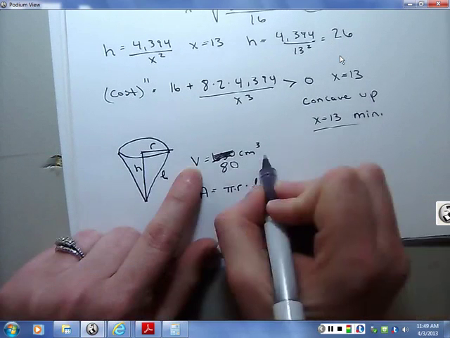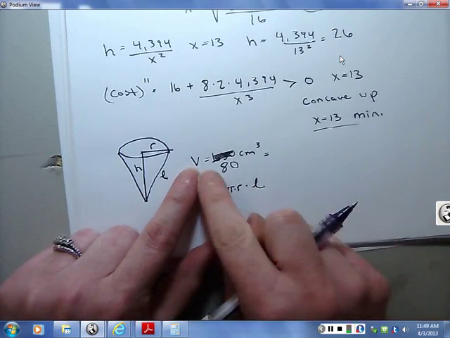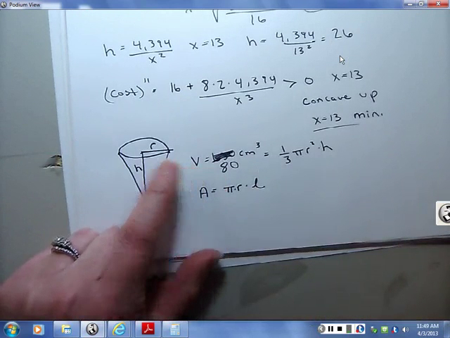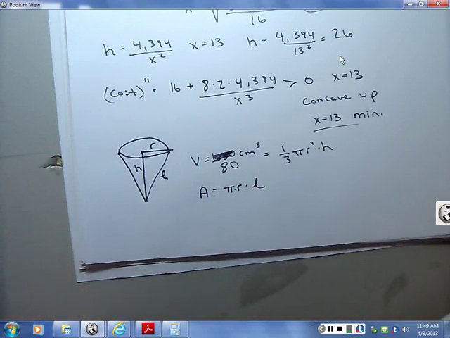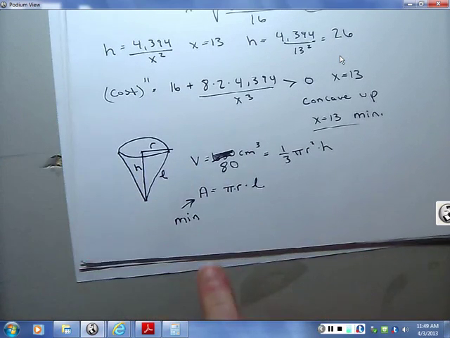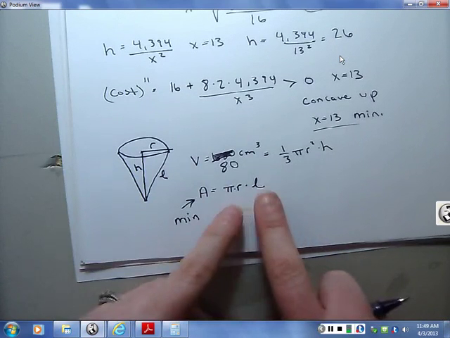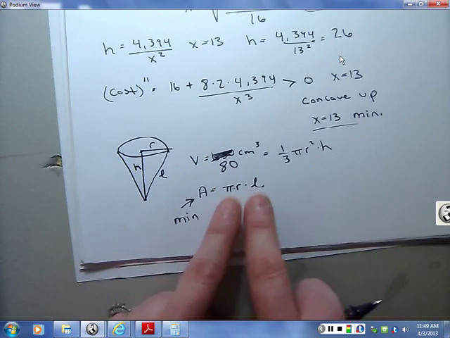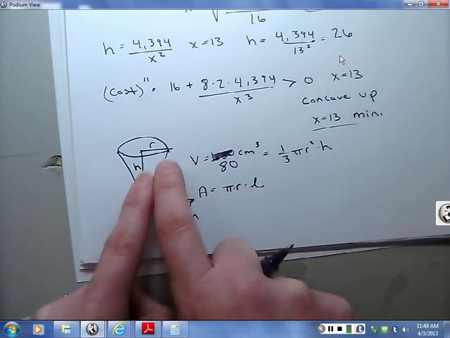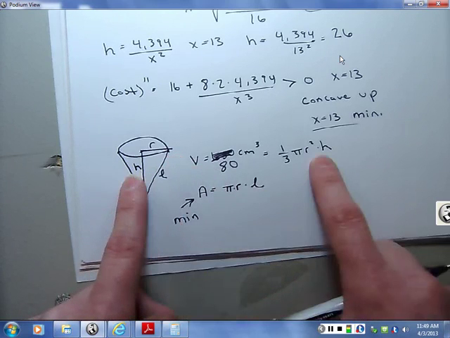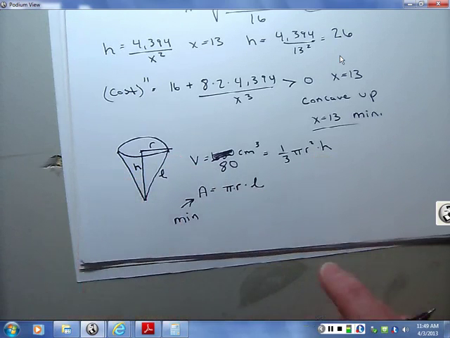So the volume, do you guys know the formula for volume of a cone? One-third pi r squared times h. So here you can see I want to minimize this area function, but my area function involves an L, but my volume doesn't involve an L. So I need to write L as a formula of h and r, and then replace the h as a function of r from this. So it's a two-step process.